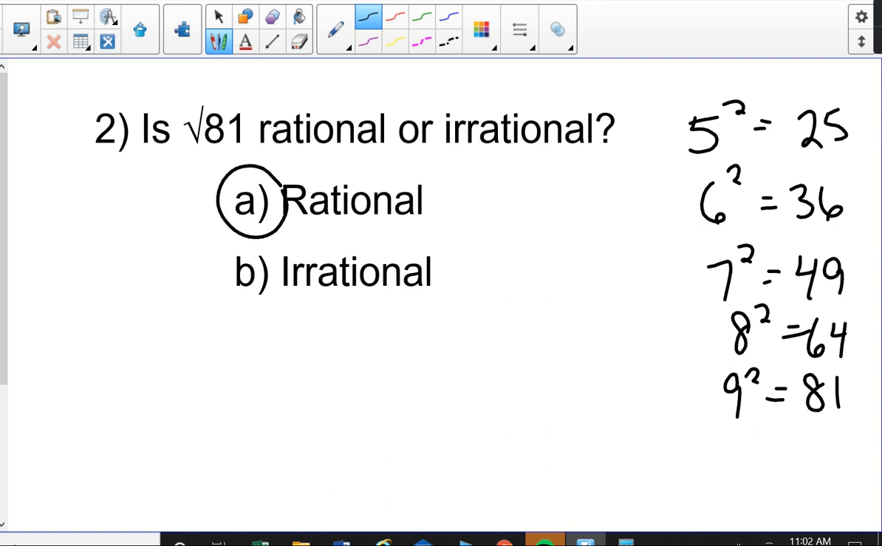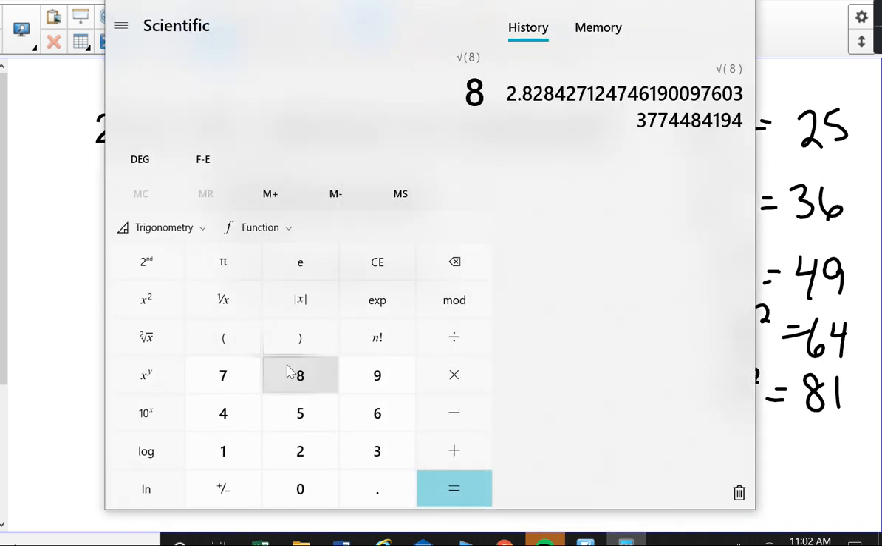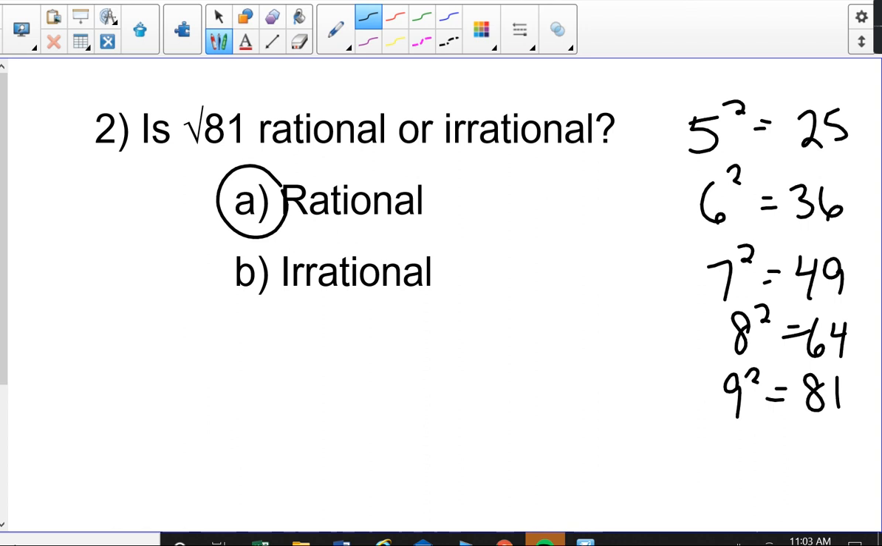Let's double check that on the calculator. Okay, I put in 81. I take the square root and I get 9. I got a whole number. So since I got a whole number, whole numbers are rational. So square root of 81 is rational.